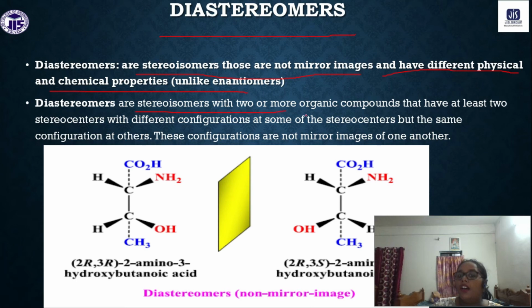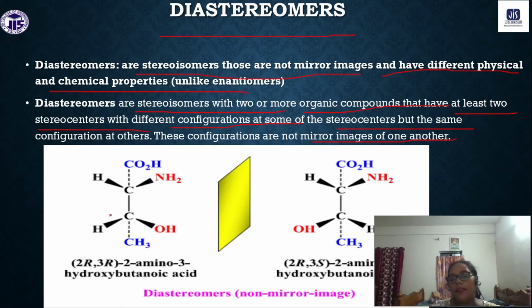They are two or more organic compounds that have at least two stereo centers. Stereo center means chiral center, where the carbon atom is bonded with four different atoms. They have different configurations at some of the stereo centers, but the same configuration at others. These configurations are not mirror images of one another.